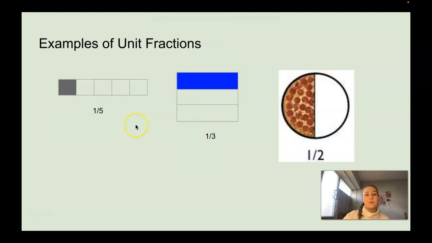Here's a quick example of a few of our unit fractions. The 1/5 has 5 equal parts with 1 shaded. 1/3 has our 3 equal parts with 1 shaded. And then that real life example of pizza, half a pizza, it could either be how much was eaten or how much is left.